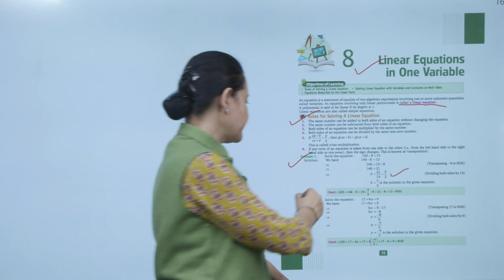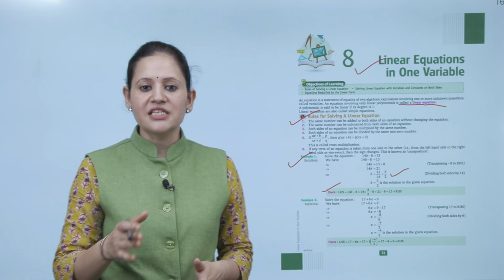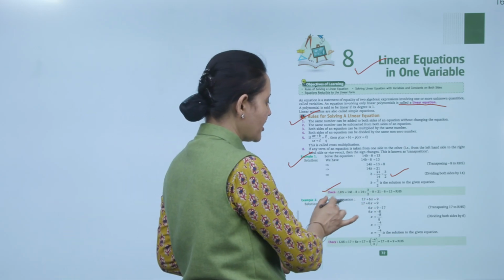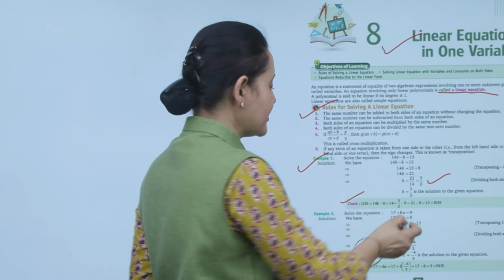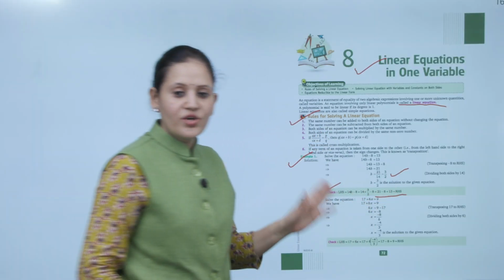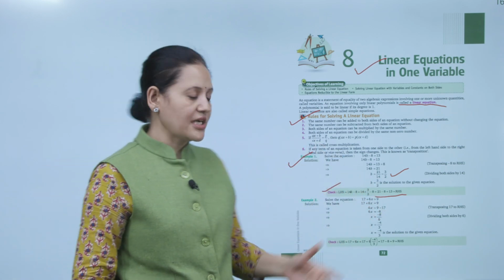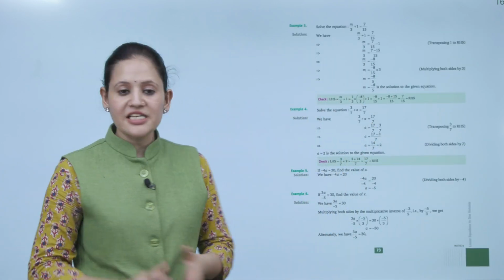Check. Left hand side हमारी क्या है, 14b minus 8. So we'll put the value, b की जगह पे हम रखेंगे 3 by 2 and solve it. So that is equal to 13, that is equal to our right hand side, 13. So here left hand side equals right hand side, that means b equals 3 by 2 is the solution for the given equation. Practice all the examples given here.